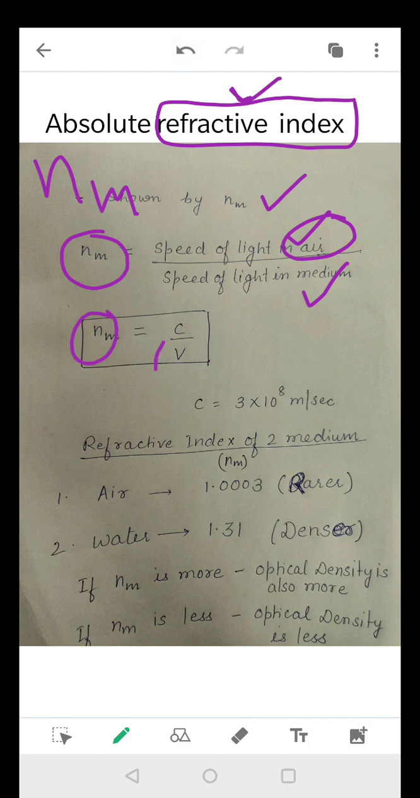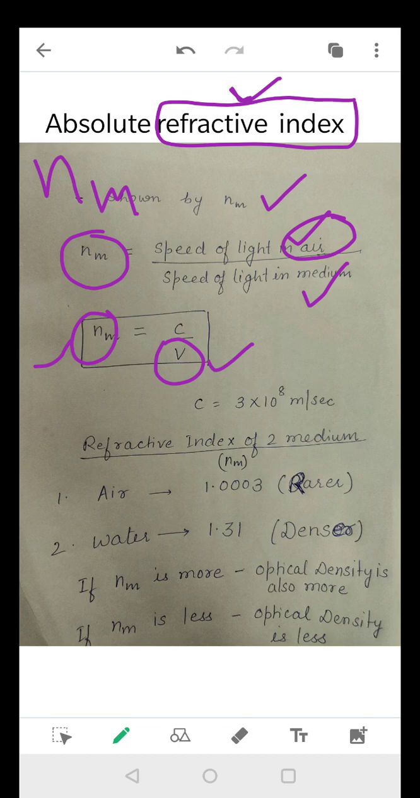If we know any one of them, either Nm is given or V is given, we can easily calculate, because out of the three values, two we know. If we know V, we will put the values and we can calculate Nm. And if we know Nm, we can calculate the speed of light in the medium.